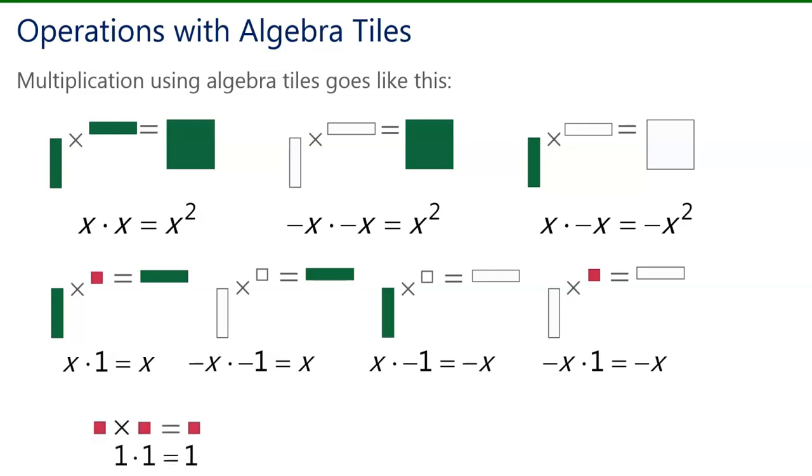1 times 1 equals 1. Negative 1 times negative 1 also equals 1. The signs are the same. And 1 times negative 1 equals negative 1. The signs are different.